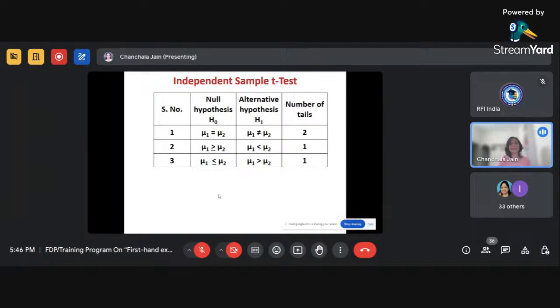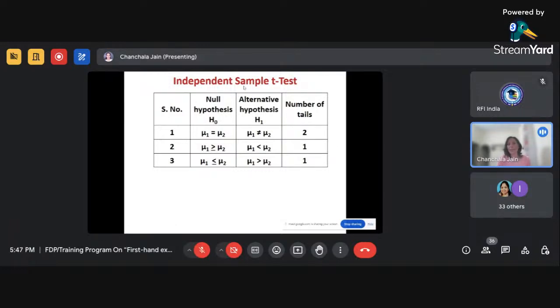Moving to the next slide, talking about the independent sample t-test. For the hypothesis, yesterday also I showed you the one-tailed test hypothesis and two-tailed test hypothesis. So here also we are discussing the one-tailed and two-tailed test hypothesis. The first serial number is for the two-tailed test. As we are talking about the independent sample test, that means we want to compare the means of the two populations, right, using the two samples.